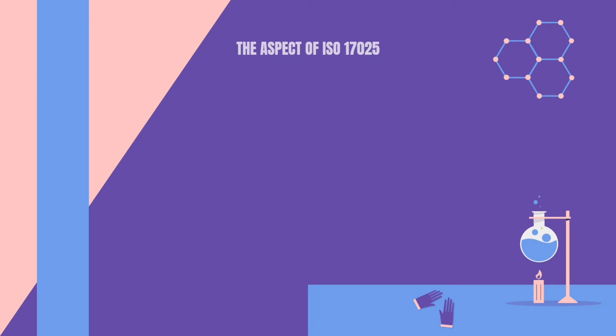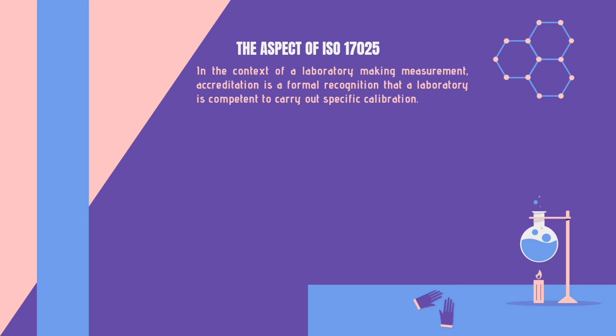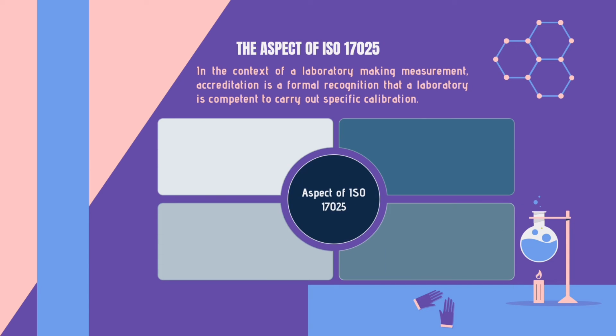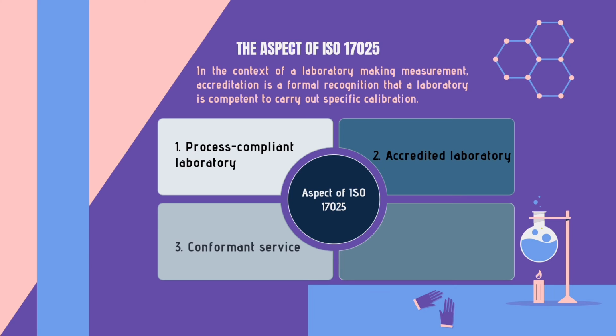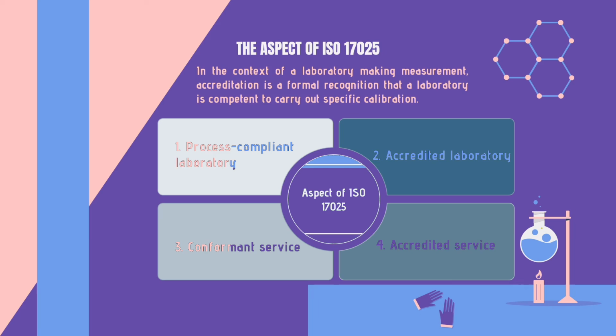Next, we continue to the aspects of ISO 17025. It is necessary to fully have the aspects of ISO 17025 because to achieve the accreditation, which is the proof that the laboratory is competent to carry out the specific calibration. So what are the aspects of ISO 17025? There are 4 aspects: first is the process compliant laboratory. Second is accredited laboratory. Next, conformance service, and lastly accredited service.